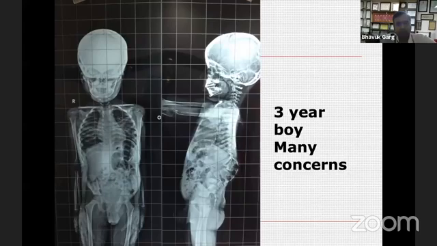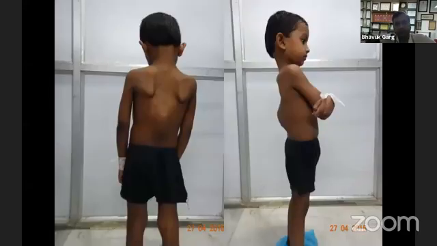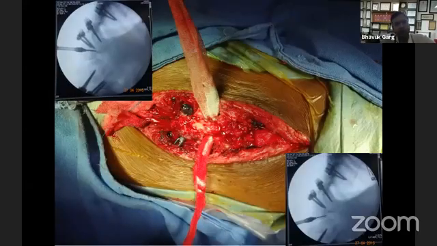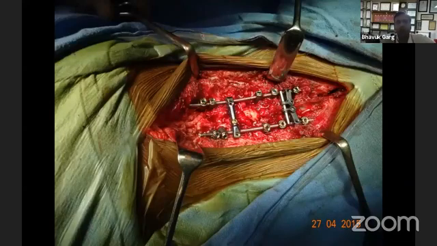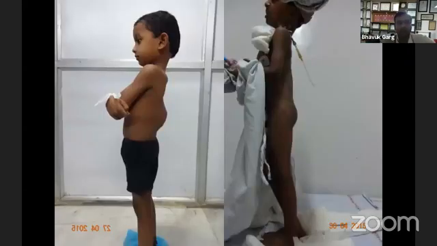This was a 3-year-old boy where we had many concerns because the whole blood volume is just less than 1 liter or 1.2 liters in this age group, and we know that this child needs vertebral column resection. And when we did vertebral column resection using this ultrasonic scalpel, you can see the scalpel in the intraoperative X-rays. The whole blood loss was less than 400 ml in the whole surgery in this child.